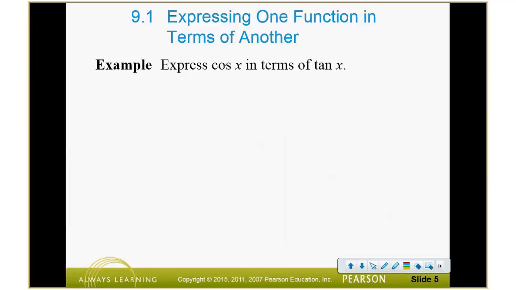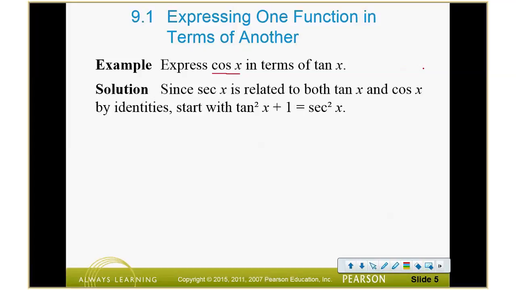Now, how can we rewrite the cosine? Well, cosine is 1 over the secant, right? Sine, cosine, tangent, cotangent, secant, cosecant. Cosine is 1 over the secant. Secant can be written in terms of the tangent, but how do we know what to do? Since I can't draw it, I'll just write here. Since secant is related to both tangent and cosine by identities, start with tangent.